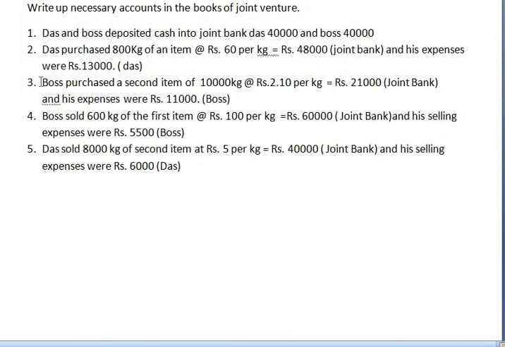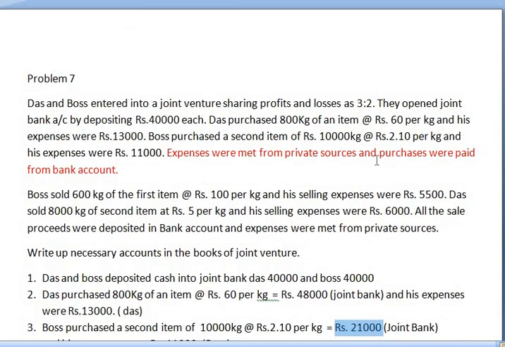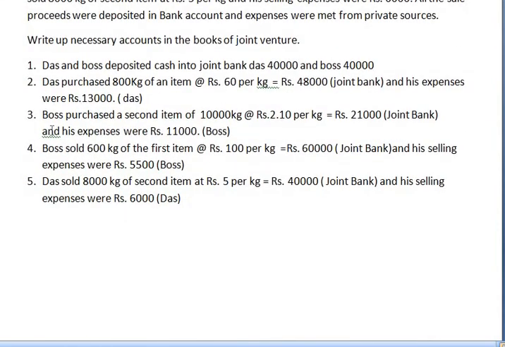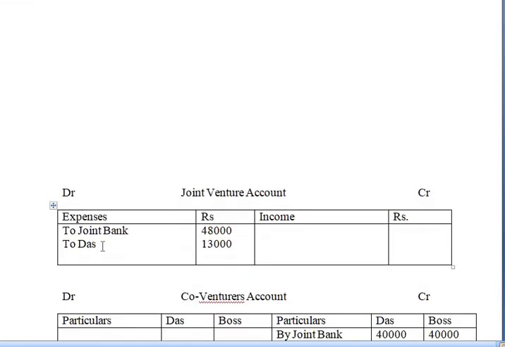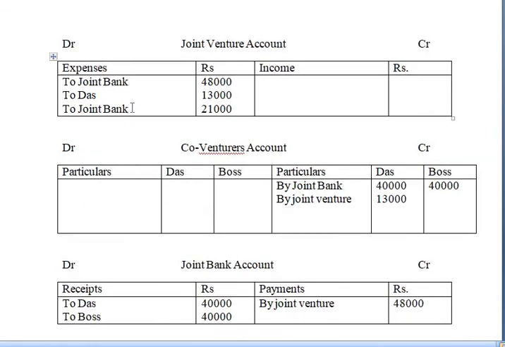Now come to third transaction. Boss purchased rupees 21,000 worth of material. So in the problem they only said purchases were paid from bank account. ಏನಾದರೂ ಪರ್ಚೇಸ್ ಮಾಡಿದ್ರೆ ಅದನ್ನು ಯಾರು ಪೇ ಮಾಡ್ತಾರೆ? ಬ್ಯಾಂಕ್ ಪೇ ಮಾಡುತ್ತೆ. So here boss purchased 21,000 worth of material. So ಯಾರು ಪೇ ಮಾಡ್ತಾರೆ? Joint bank. So this is an expenses in joint venture account to joint bank. How much? 21,000. Now cross posting. So joint bank account is debited.